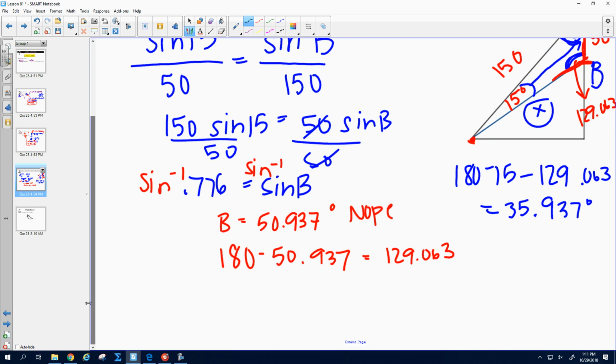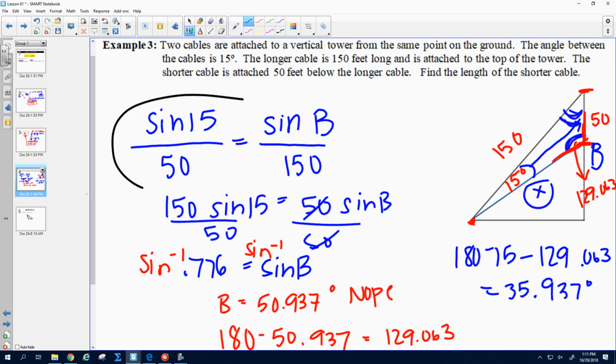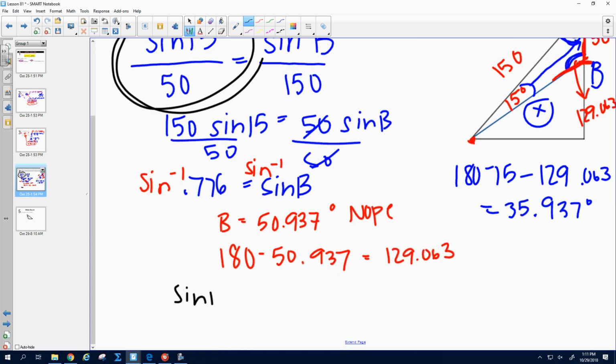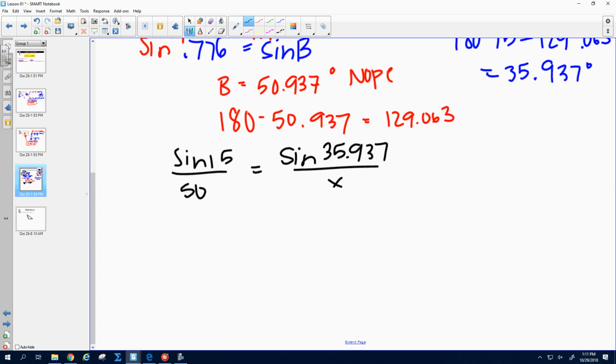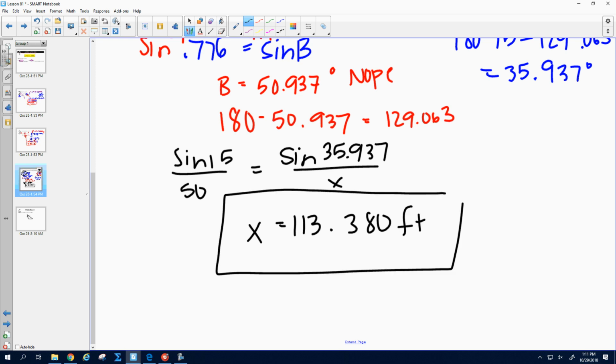So we would set up the last law of sines. It is best to start with what you know is right. So I'm going to start with sine 15 over 50. And I'm going to set it equal to sine of the angle we just found, 35.937, over x, the missing side. And you guys would cross multiply like you've done a whole bunch of times. And you get 113.380 feet, because we are talking about a length and not an angle.